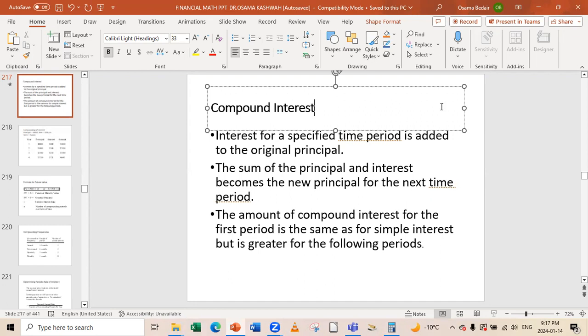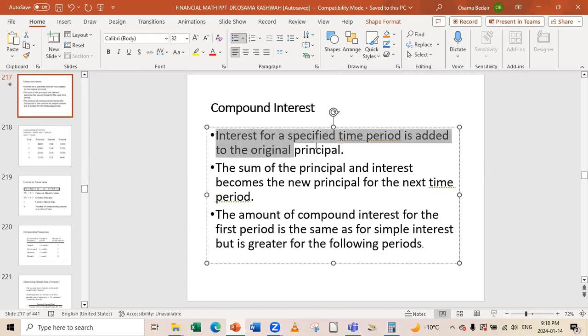So it doesn't calculate the interest only for the origin. No, it calculates the interest for the origin plus the generated interest from the previous periods. I will show you just how it is right now. Look at this. Interest for a specific time period is added to the original principal. And I will show you what I mean by this right now.